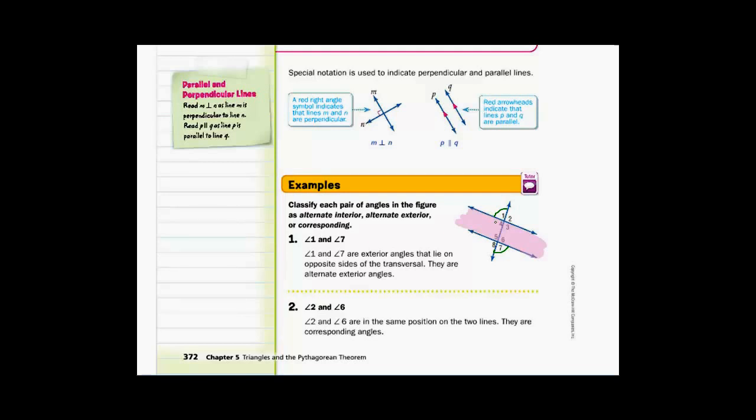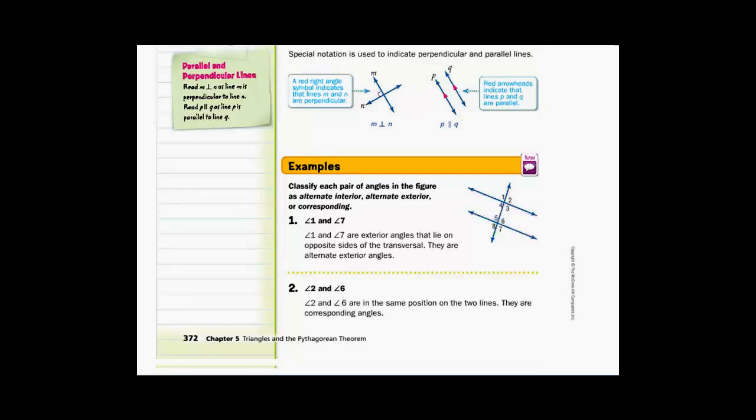2 and 6. One is on the outside, one is on the inside of those parallel lines. Notice they are in the same spot. So those are called corresponding. Those are corresponding angles. All right.